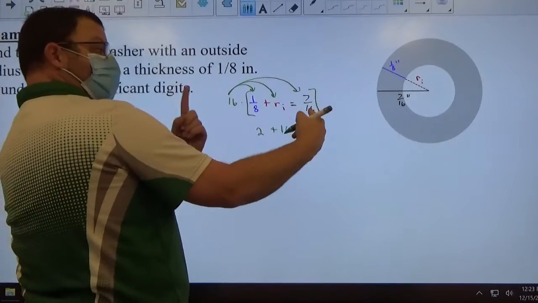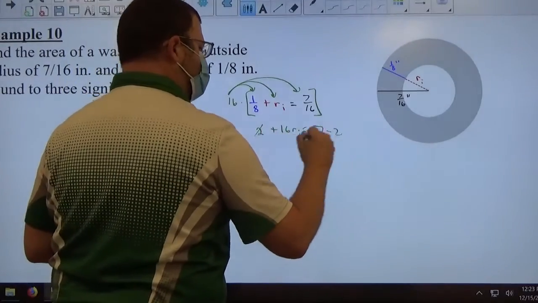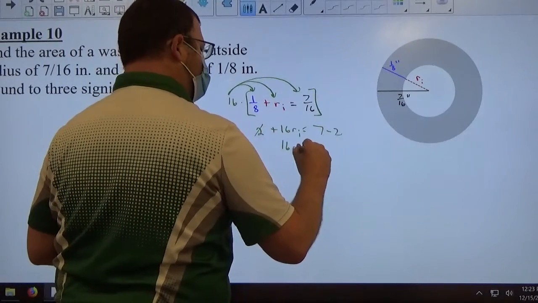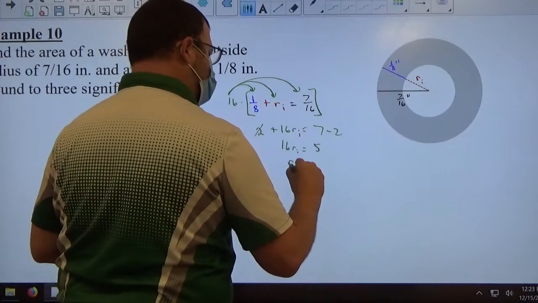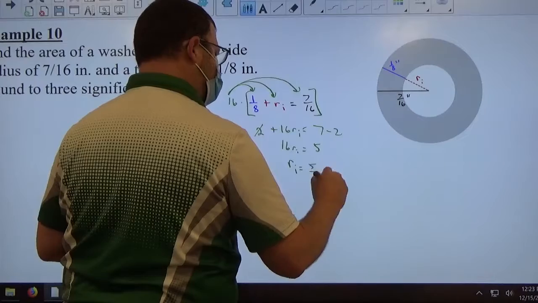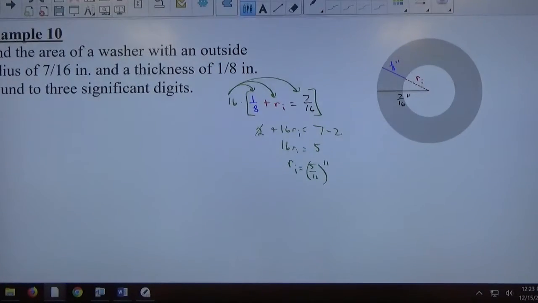16 divided by 16 is 1, 1 times 7 is 7. We chop the 2, move it over, so 16 times inner radius equals 5. Divide both sides by 16, inner radius is equal to 5/16 inches. All right, so now I know the inner radius is 5/16 inch, the outer radius is 7/16 inch, and I want to find the area of the washer.